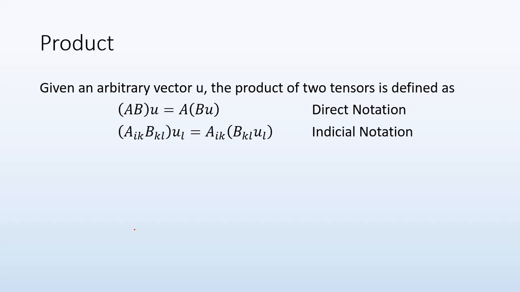In index notation, you can note that to multiply two matrices, the number of columns of the first matrix has to be equal to the number of rows of the second matrix. You are already familiar with that. So you will see this kind of symmetry over here in the case of products. We will discuss different types of products in a short period of time, so keep that in mind. A_ik multiplied by B_kl into U_l is equal to A_ik multiplied by B_kl U_l.